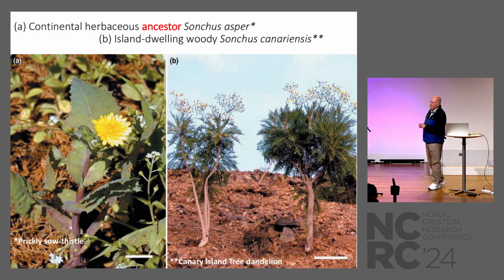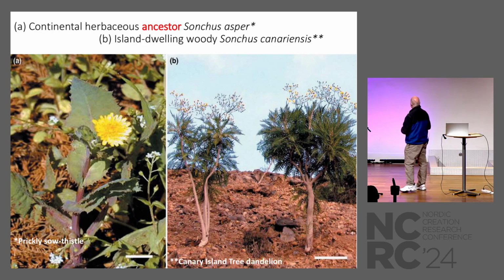It seems highly unlikely. So this is the prickly sow thistle on the left, and you can see it looks a little bit like a dandelion, but it's got thicker, so slightly more prickly leaves. And if you let that one go to the Canary Islands and get there established, then all of a sudden it's going to turn into the Canary Island tree. And if you look at the flowers at the top, you can just about make out all those dandelions at the top. That's the woodiness which came out.